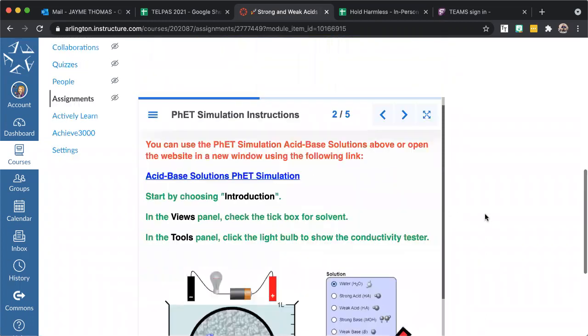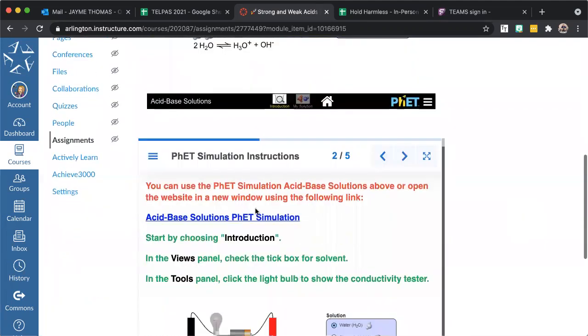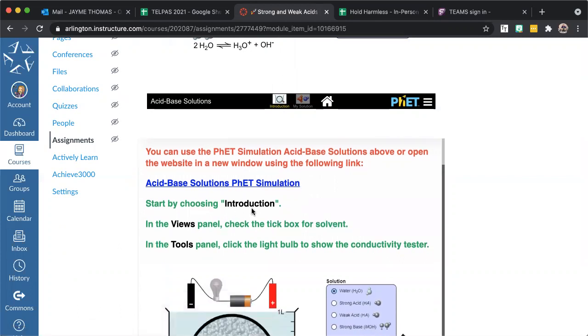This is the one I told you about. It's up here embedded if you just want to leave everything in Canvas and work in Canvas. Or here you can click this link and open it in another window or another tab if you prefer to have them open separately. Once you open it, whichever way, you're going to choose introduction, which I already clicked on earlier in the one that's embedded. And then there are a couple things you need to make sure you have set in the views panel.